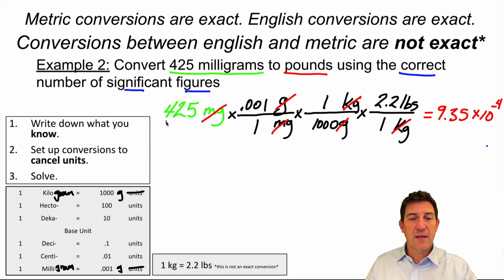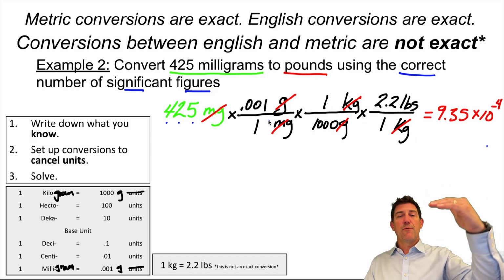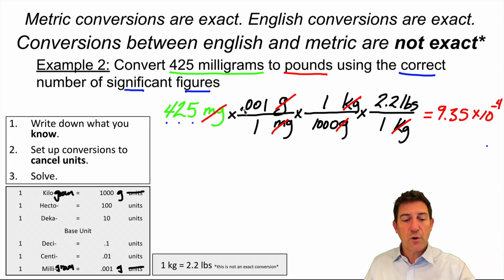Counting significant figures. In this, we have 1, 2, 3 significant figures. This one, do we count the significant figures? No, because this is a metric conversion. And metric conversions have an infinite number of significant figures, and we're never looking for the ones with a lot of significant figures. We're looking for the ones with very few. So we don't have to worry about that.